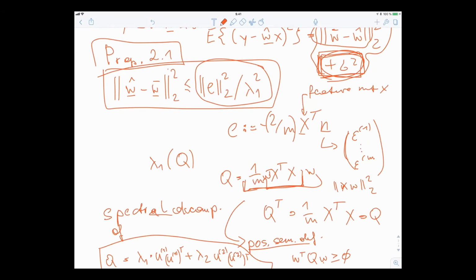So this lambda 1, what if this lambda 1 is 0? Doesn't work. So here we need some premises. If X, this feature matrix, is such that lambda 1 is larger than 0, then I'm safe. This might not always be satisfied. The features that you get from the data points might all be 0. Then it's not invertible, and lambda 1 is 0.